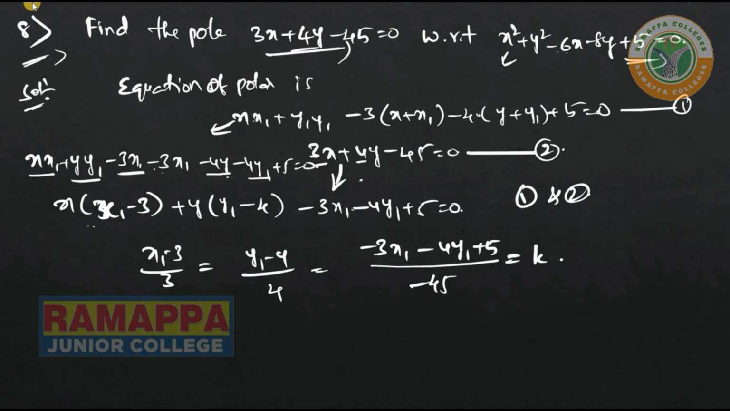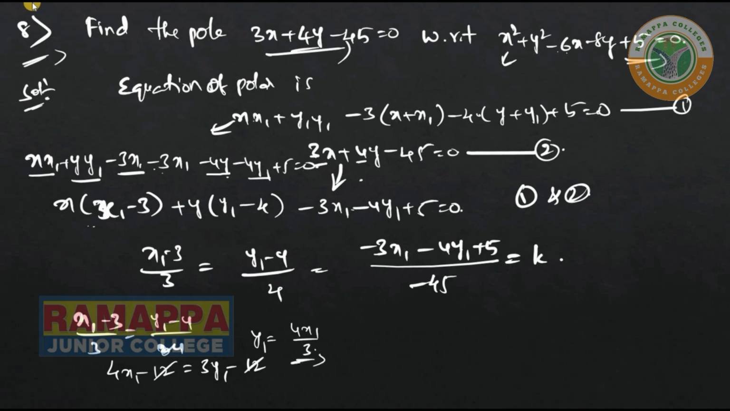So I will make it like this: (x1 minus 3) divided by 3 is equal to (y1 minus 4) divided by 4, 4 only. So I will do cross multiplication and it will become 4x1 minus 12 is equal to 3y1 minus 12, so 12 will get cancelled, and it will become y1 is equal to 4x1 divided by 3 here.